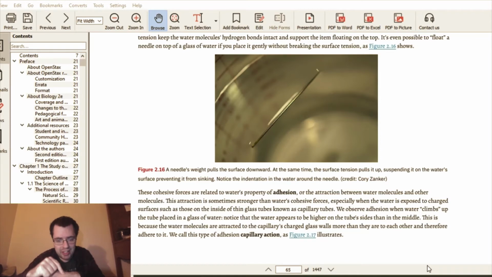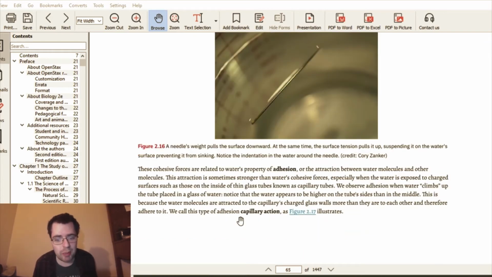You press down, and it seems like it's elastic, and you lift up. Cohesion is causing the water molecules to stick together. These cohesive forces are related to water's property of adhesion. Adhesion is when water sticks to a non-water surface.